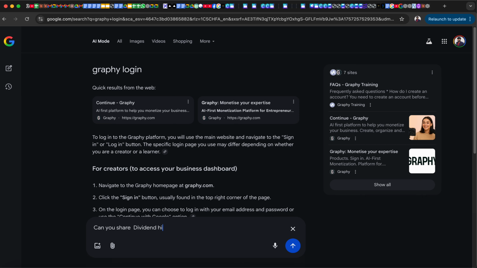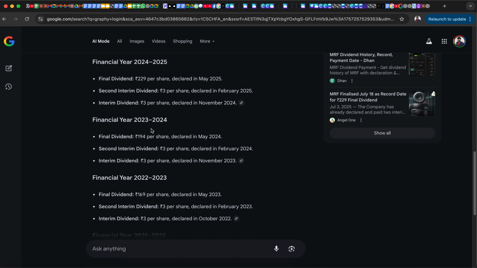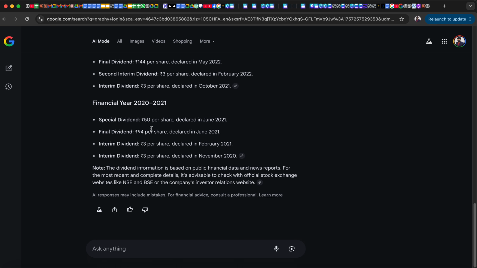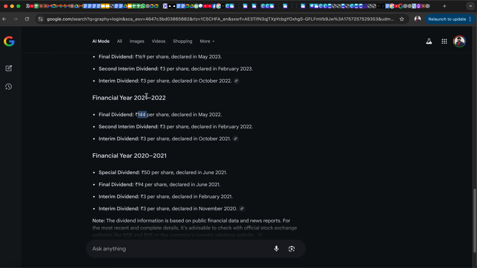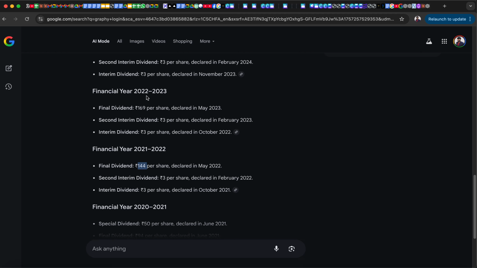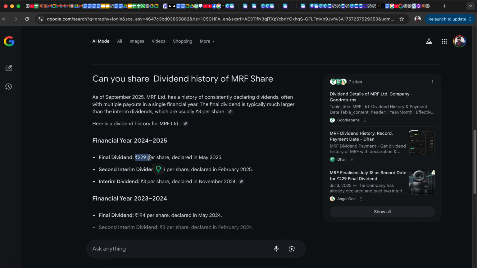Look at this. Continuously, the share has offered dividends. In 2020, it offered 3 per share, then 3 rupees, 94.50, 3, 3, 144, 3. So almost around 200 rupees in dividends that stock has continuously offered. Continuously means continuously. Even in 2025, it offered a dividend of 229. Apart from value, this particular stock is offering dividends as well.